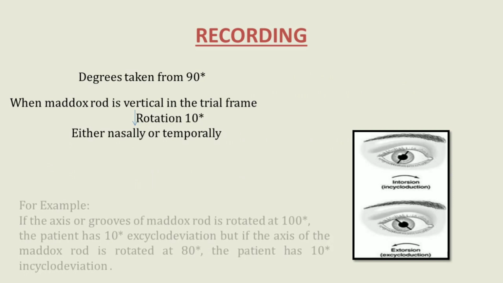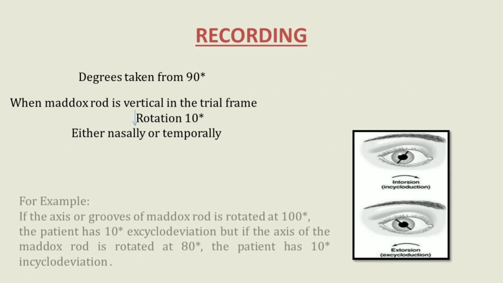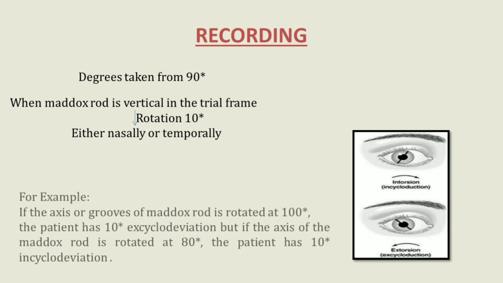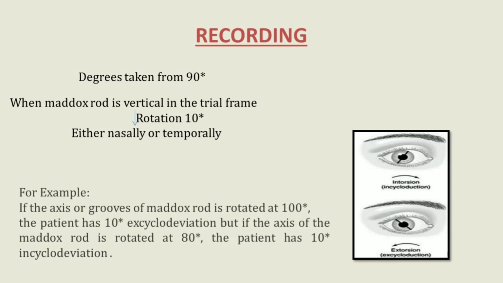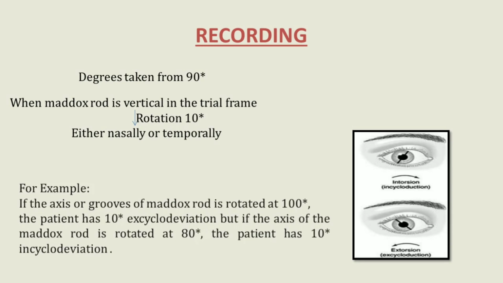You can see in these pictures the Maddox rod rotated at 100 degrees. It means the patient has a 10 degree excyclodeviation. If the Maddox rods are rotated at 80 degrees, the patient has a 10 degree incyclodeviation.